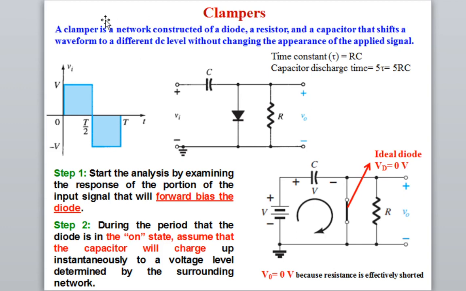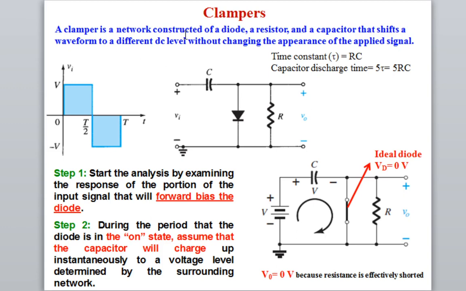I will start from the very basic definition of the clamper. A clamper is a network constructed of a diode, a resistor and a capacitor which shifts an input waveform to a different DC level without changing the appearance of the applied signal. What does this mean?